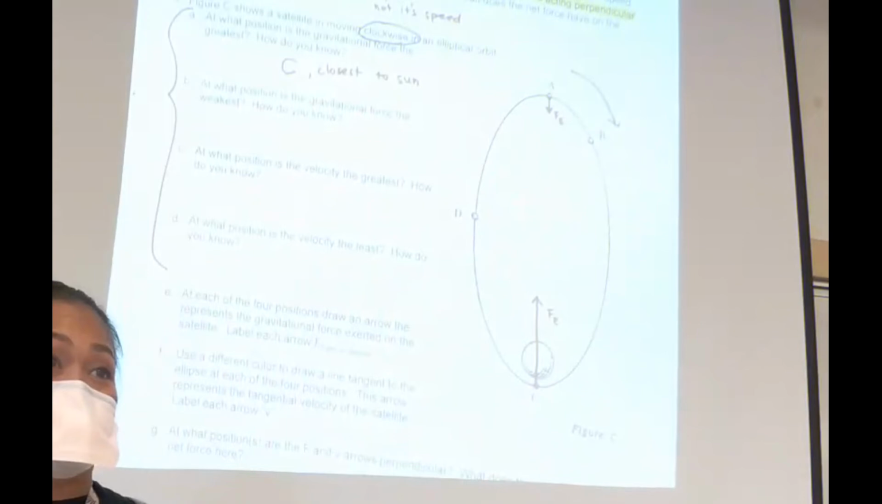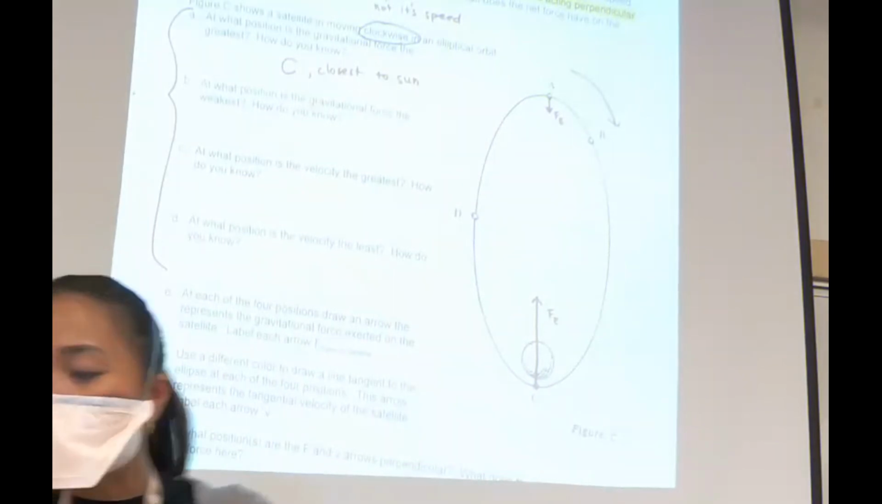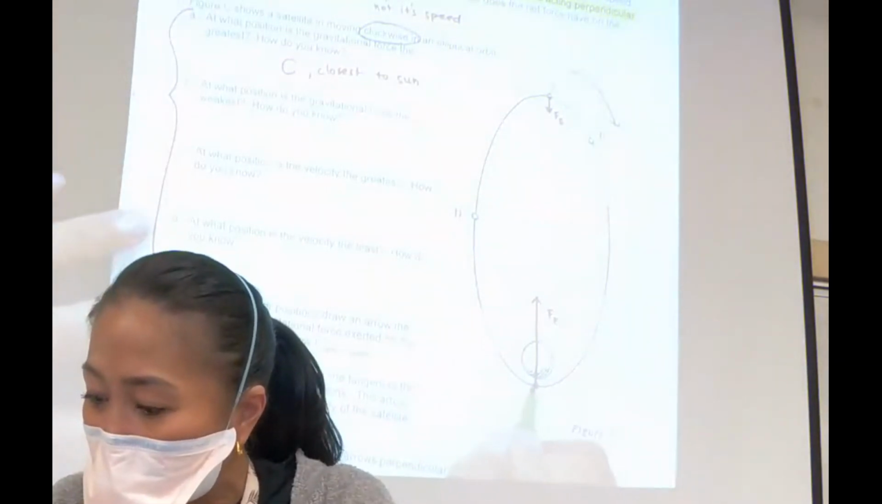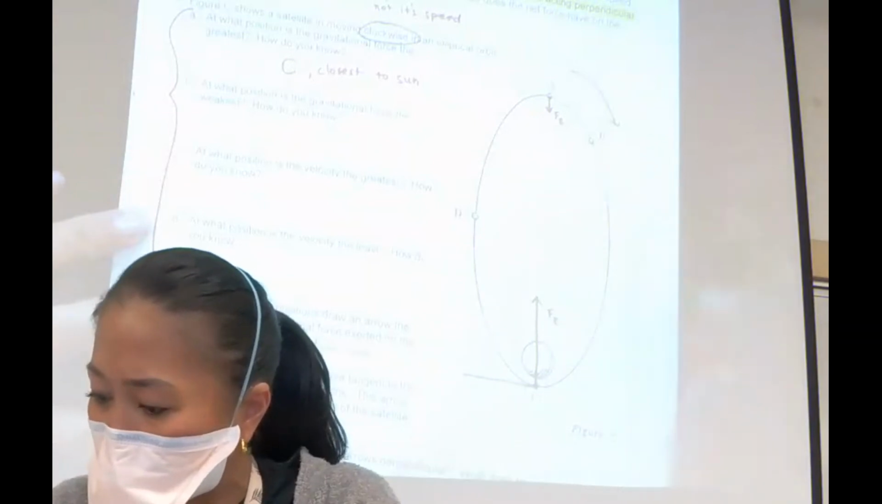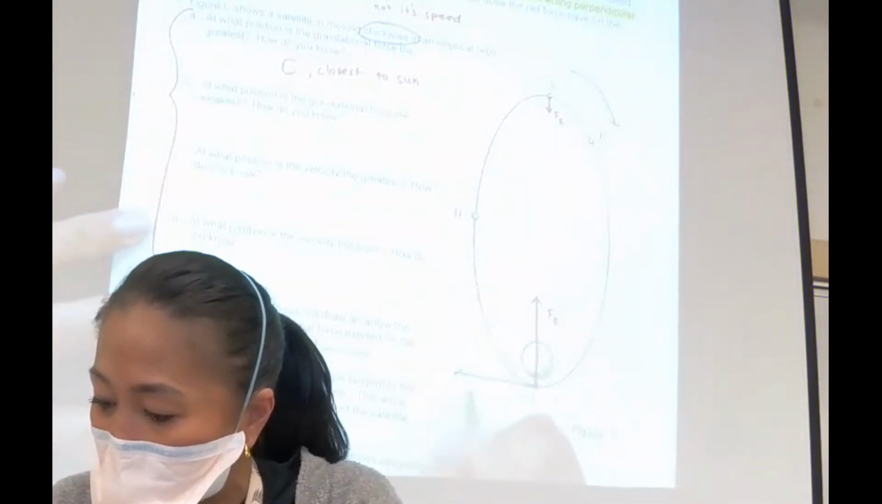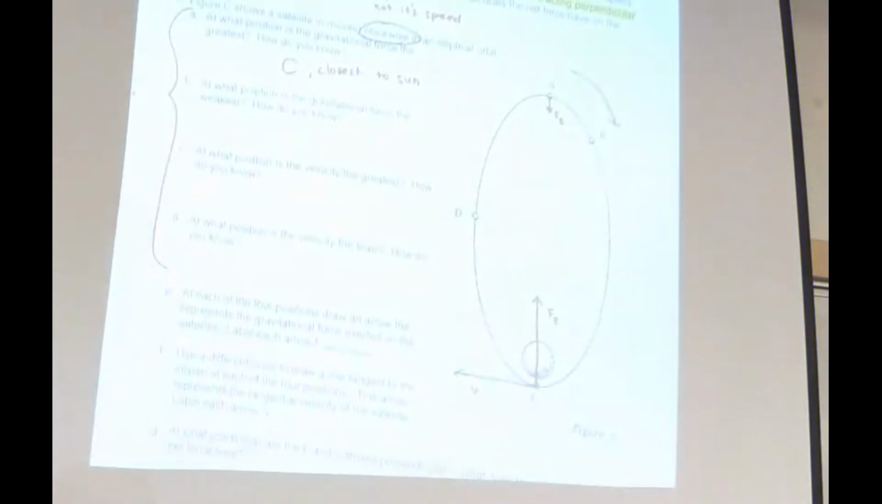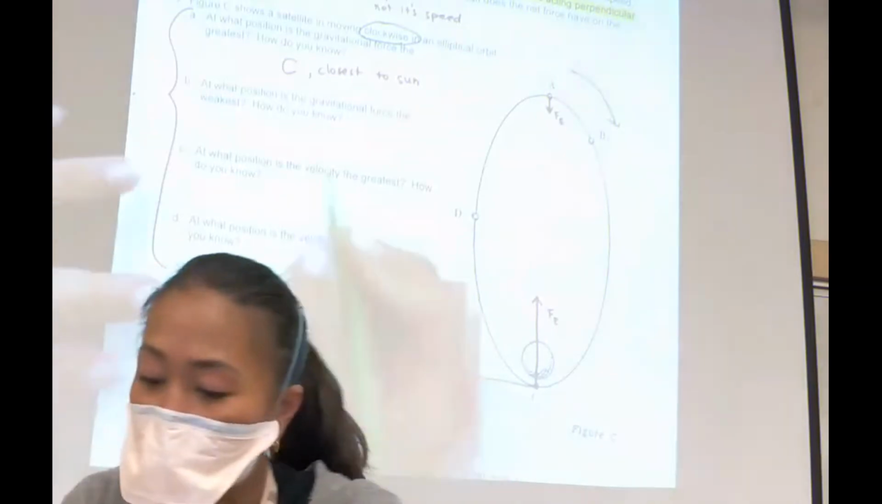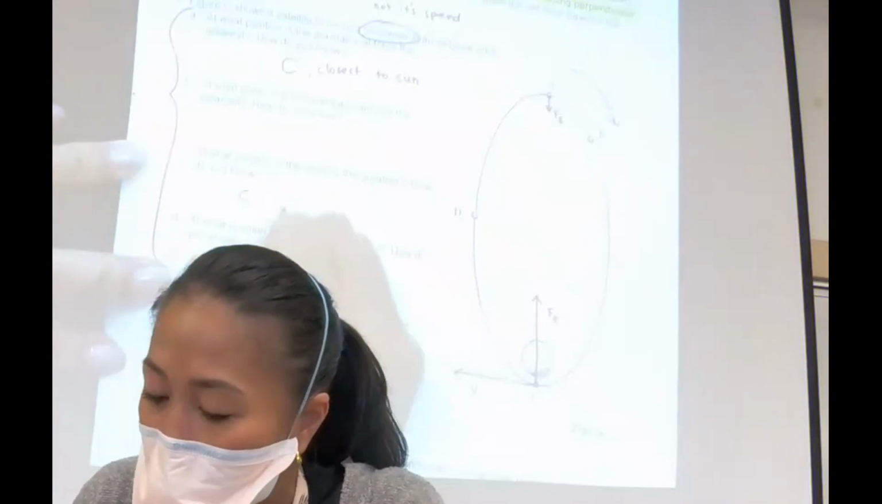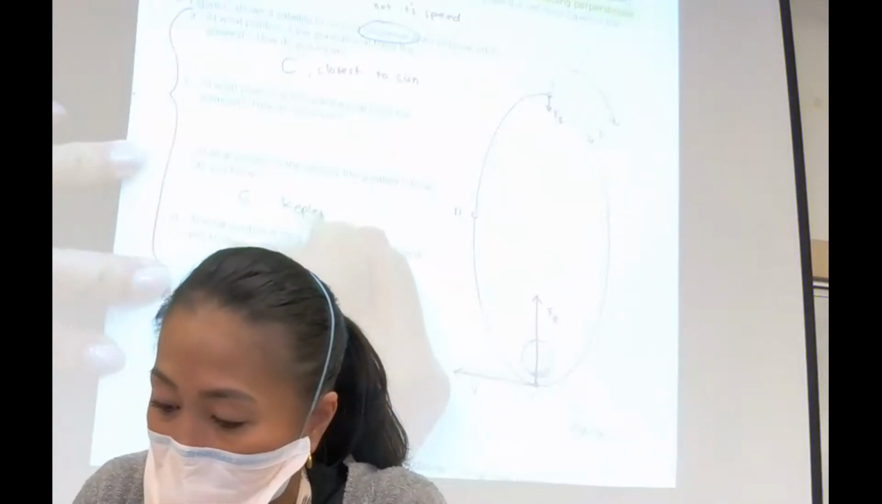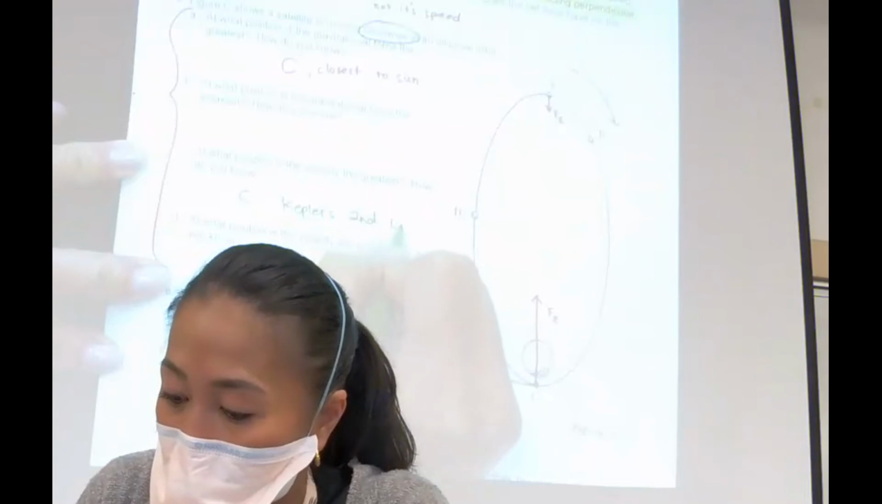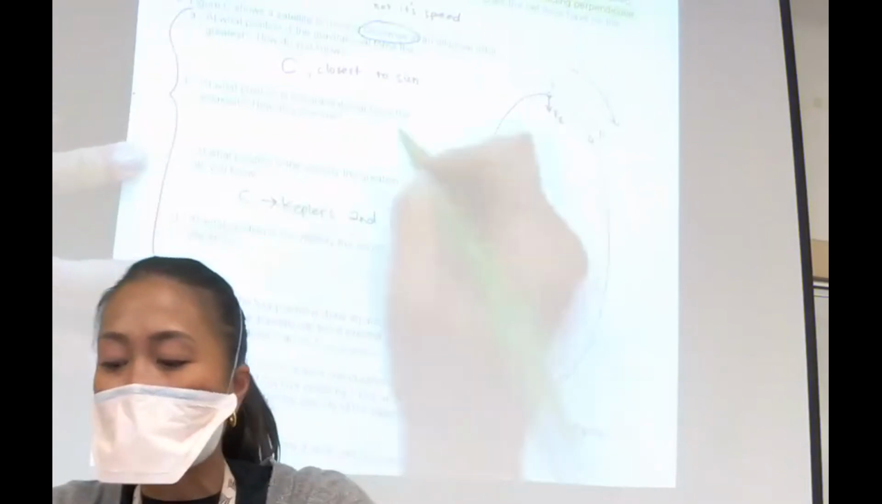Joey? At C. So why do you think so? I still need a reasoning, and I'm going this way because remember it's moving clockwise. Why is it the greatest? Any help, Sammy? Because it's closest to the sun. It's closest to the sun, but also it's because of Kepler's law. Kepler's second law, which states the closer you are to the sun, the faster your speed.